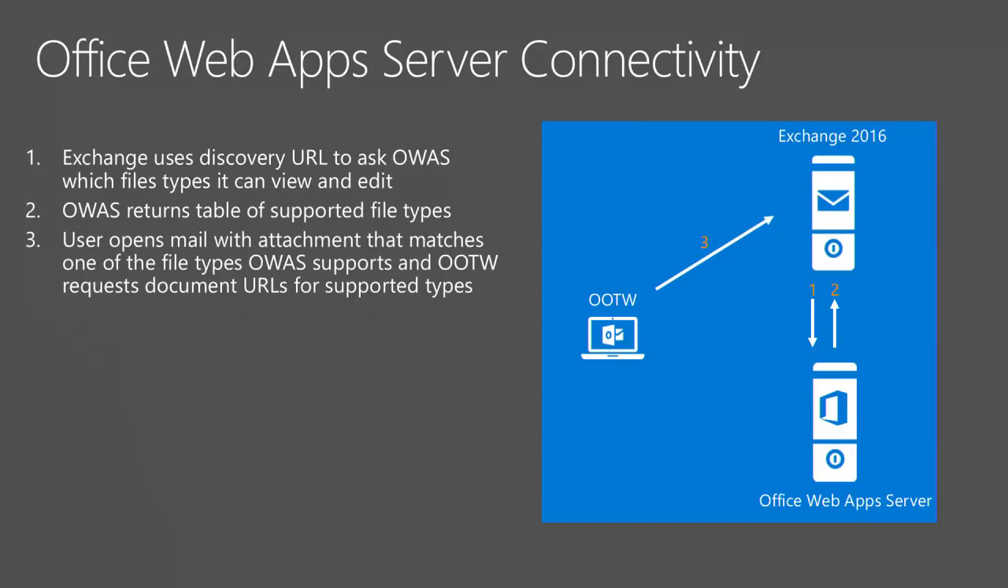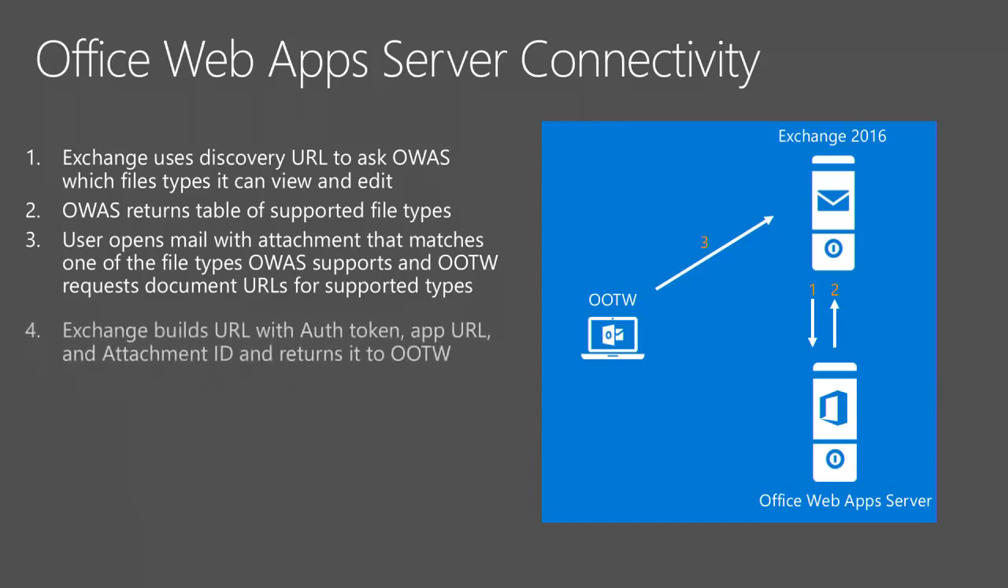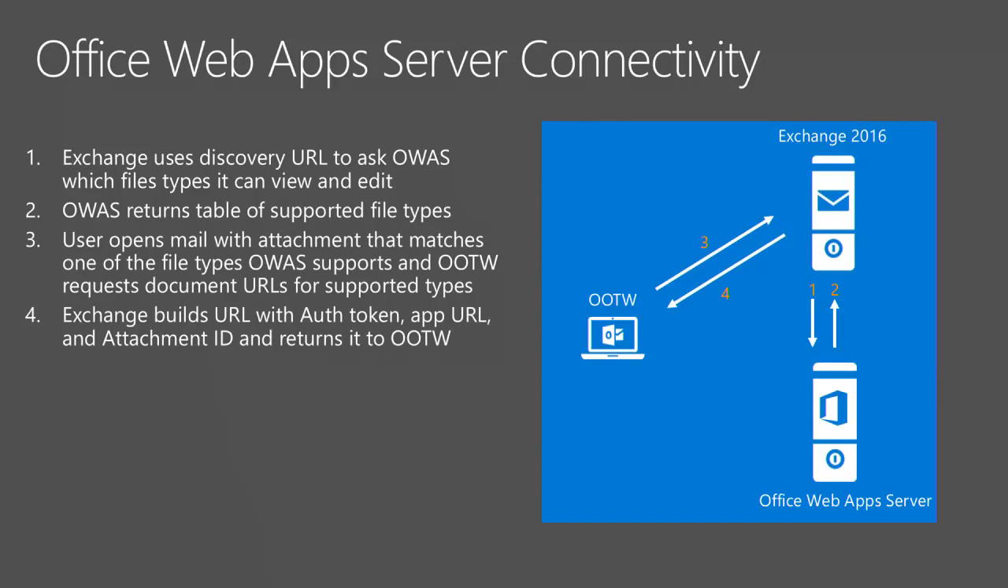The user opens a mail that matches one of the file types that's in the table. So they will then see these supported actions, typically view or download. If they choose view, then Exchange is going to build a URL and populate it with an OAuth token, and that token will be sent to the Office Web App Server for authentication and figuring out what files the user has access to and can edit.